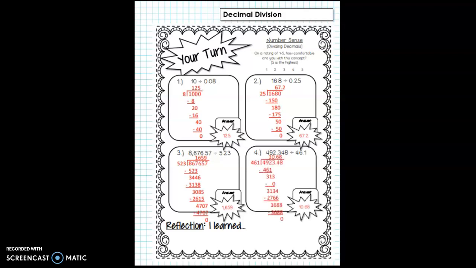Last one, 4,923 and 48/100ths divided by 461.